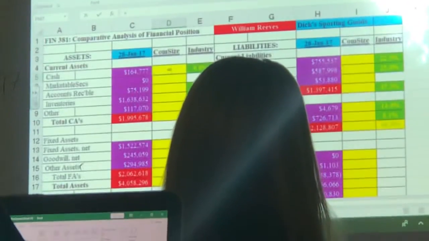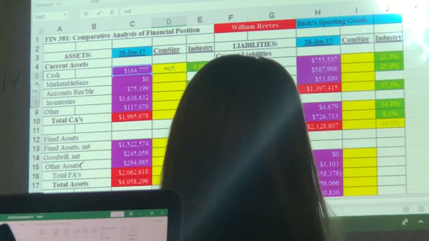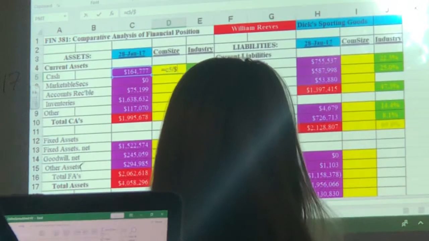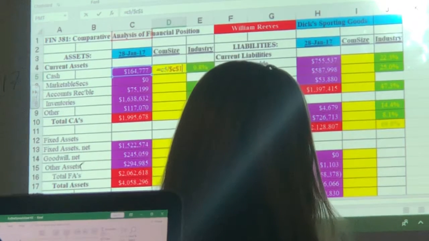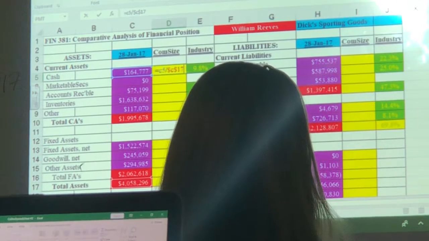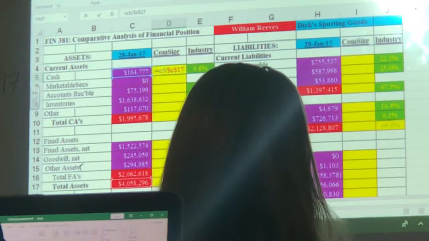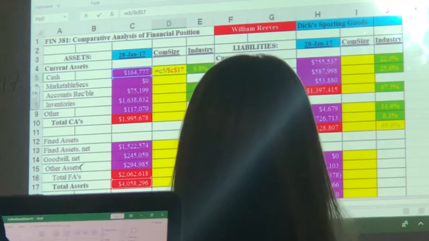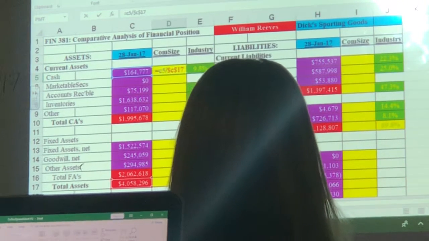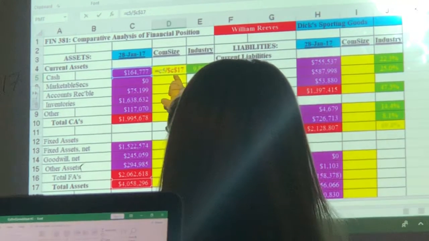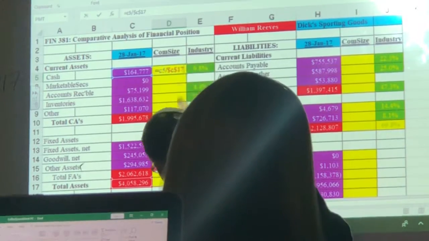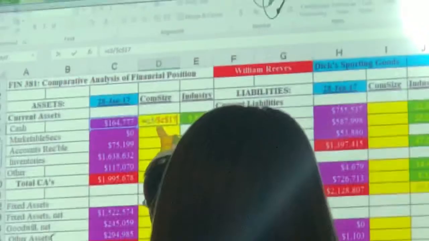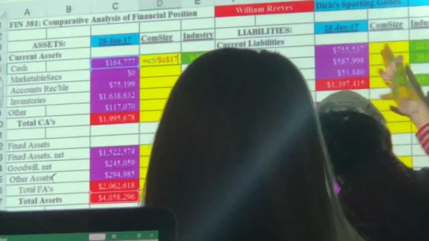Equals C5 divided by $C, $17. The reason that we need the $ sign on the 17 is because we're going to copy this down. And the reason that we need the $ sign on the C is we're going to copy it across.